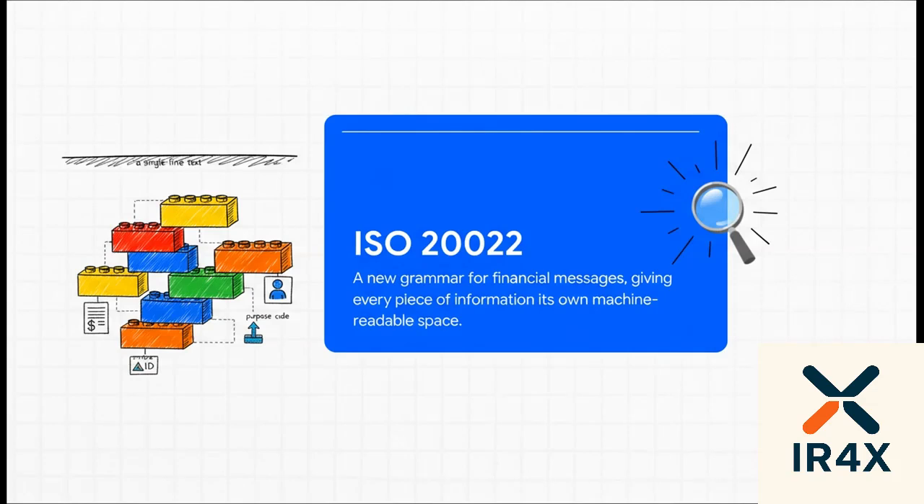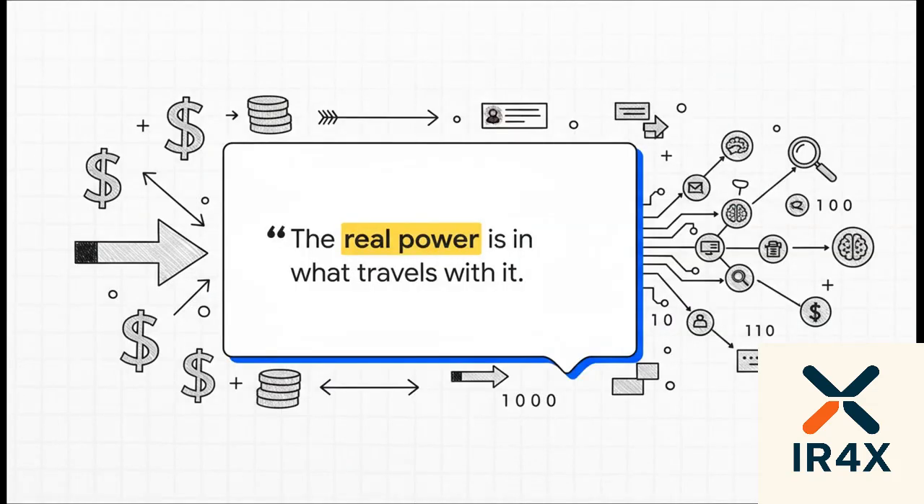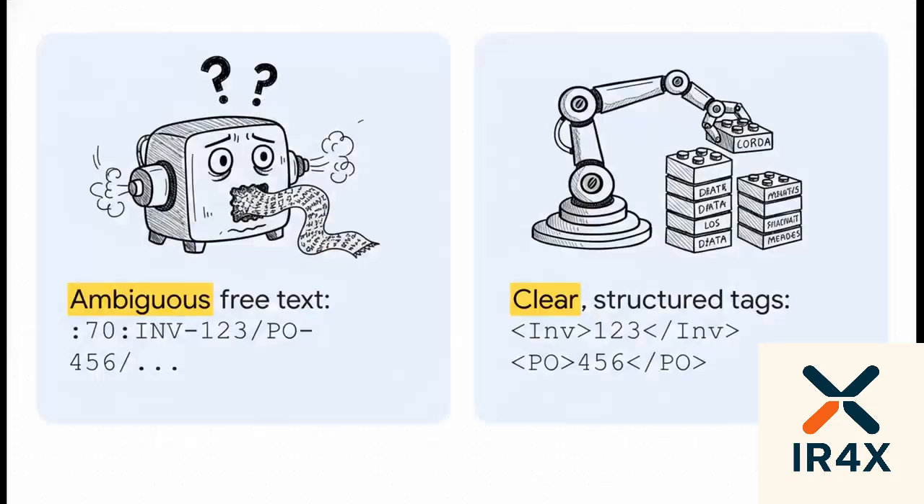The best way to think about it is like moving from a single messy line of text to a set of Lego blocks. Now, every single piece of information, the invoice number, the customer ID, the purpose code, gets its own dedicated, structured, machine-readable block. Boom, boom, boom. And that right there gets to the absolute heart of this whole thing. For years, we were all just so focused on moving the money from A to B. But the real power, the real potential for all the cool automation and intelligence is in the data that travels with it.